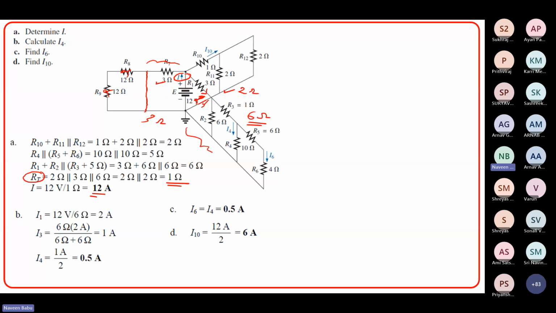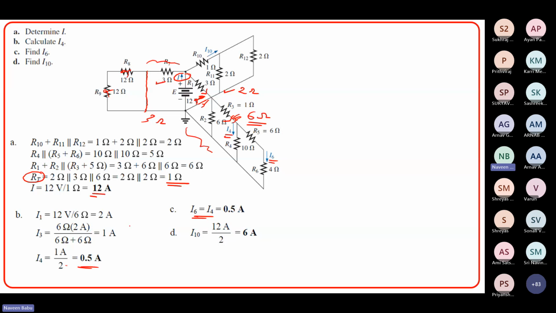That 2 ampere gets equally divided because this is also 6, this is also 6. So 1 ampere comes here. And this 1 ampere further gets divided equally because 6 plus 4 is 10 and 10. So it is 0.5 ampere is I4 and I6 is also 0.5 ampere.